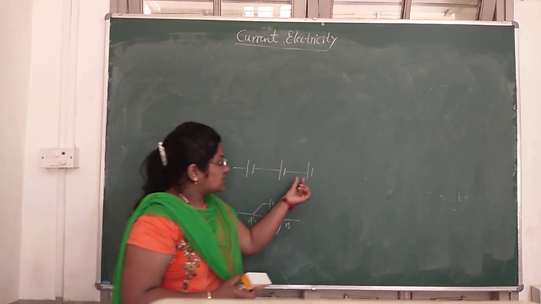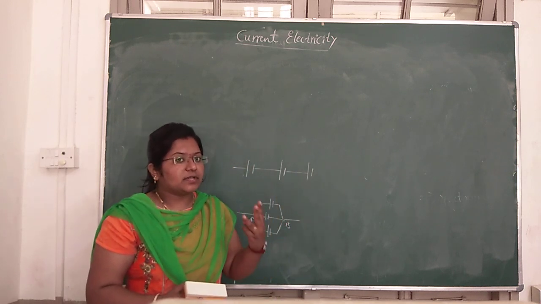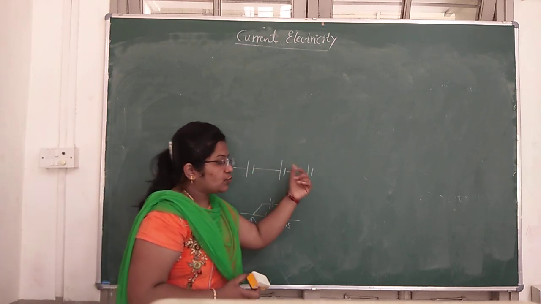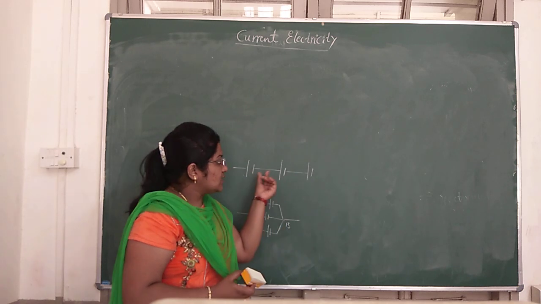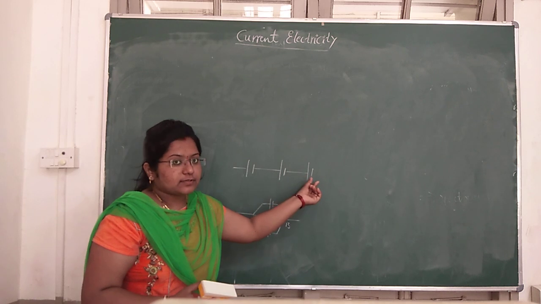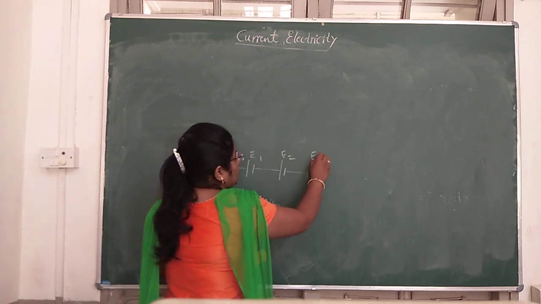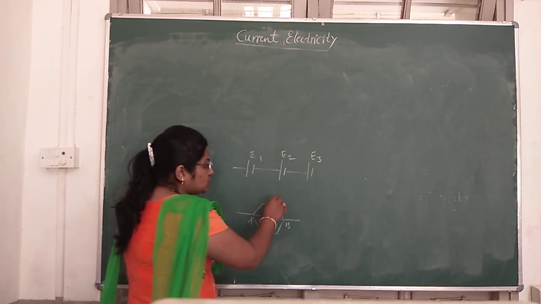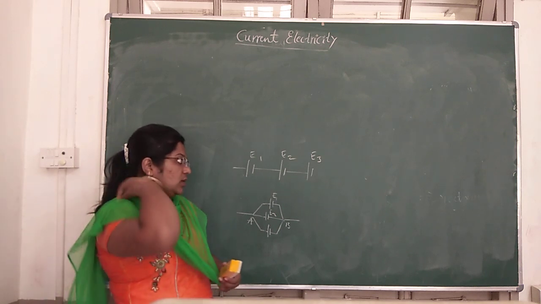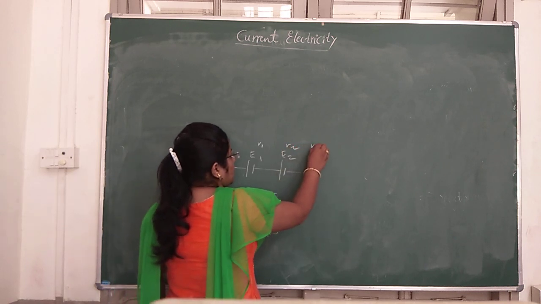As you know, a cell has EMF, internal resistance and terminal potential difference. So if you are combining two or more cells in a series pattern, they will have individual EMFs, like E1, E2, E3, E4. Individual EMFs will be there. For every cell there is its own EMF and also its own internal resistance.